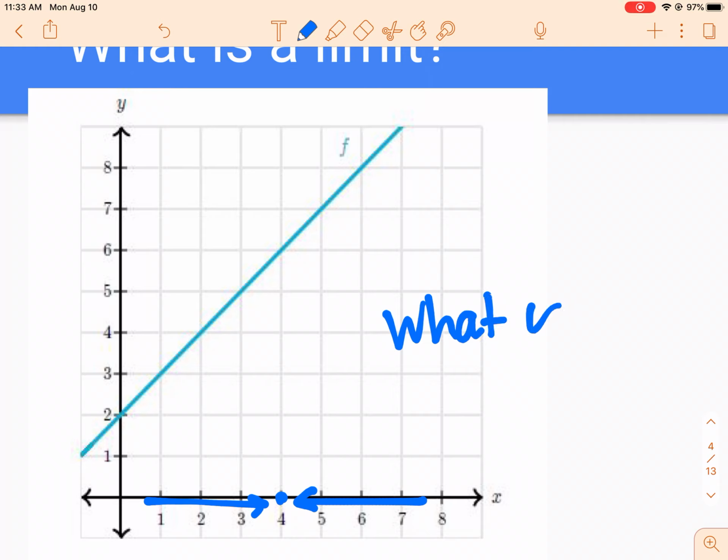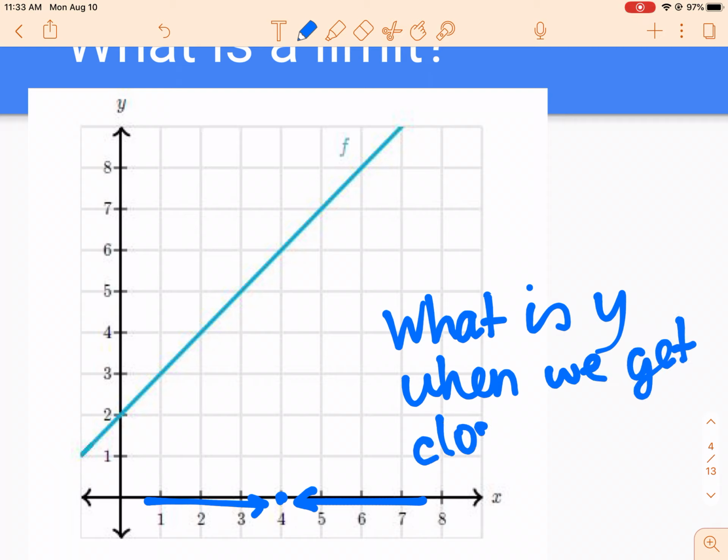What is y when we get close to x equals 4? I have to look up on the function and say, what is the y value when we get close to x equaling 4? In this case, it's very simple. It's a line, and we can easily find it. And we would say, then the limit equals 6. That's just the limit equals 6 as we approach 4 on this particular function.